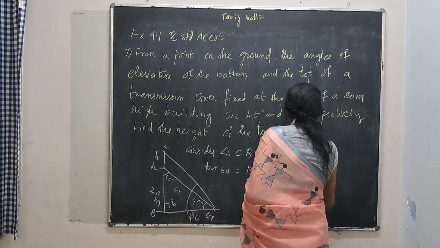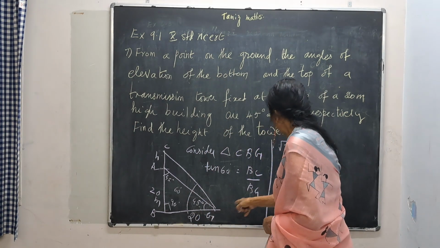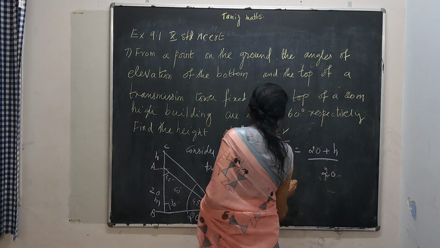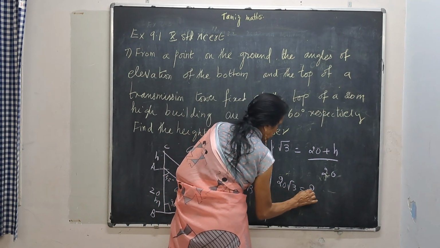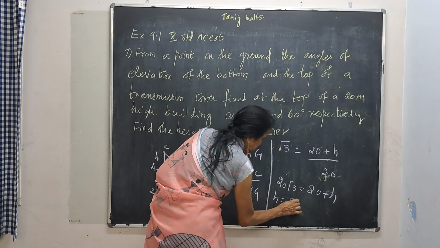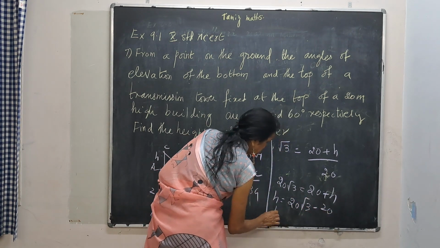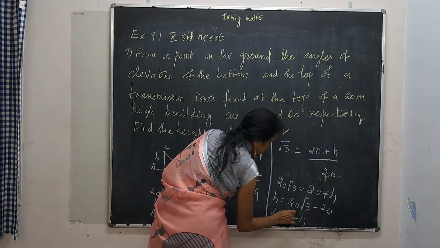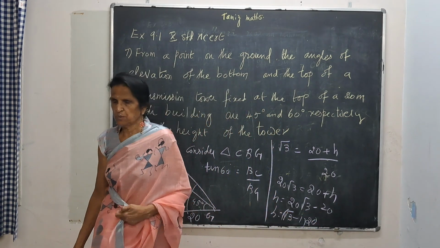Sorry, by BG. What is BG? 20. Take it there. 20 root 3 is equal to 20 plus H. So what is H? 20 root 3 minus 20. So H is root 3 minus 1 into 20. So this is the answer for this question.